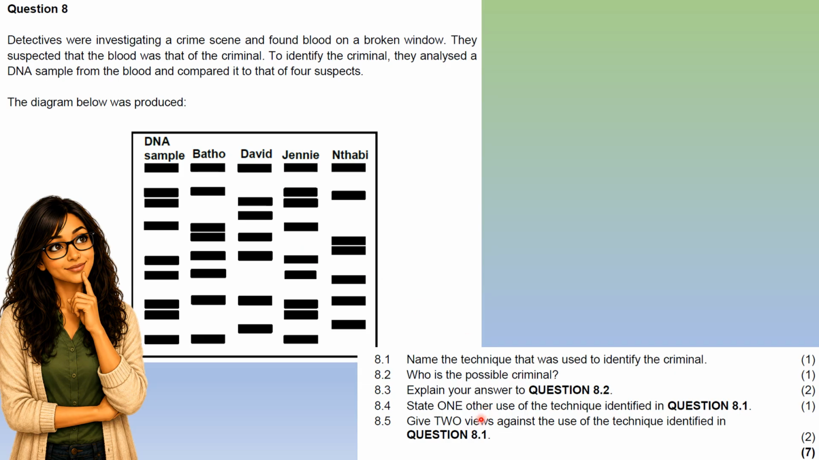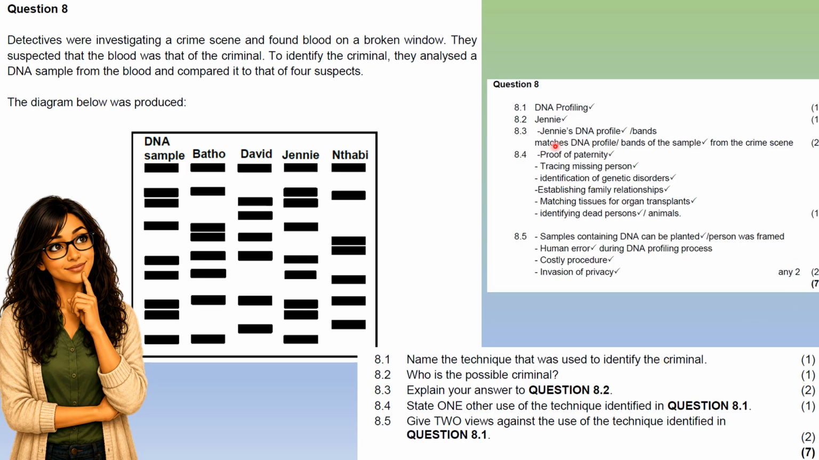Again, state one other use of the technique. So one other advantage and one other disadvantage. If you look here, I'd say this is very important to pay attention to, because you need to be able to explain properly how you are concluding that Jenny is the person. We say that the profile matches the DNA profile from the crime scene, or that the bars match the bars in the sample.